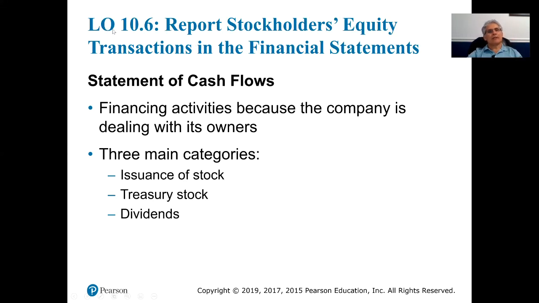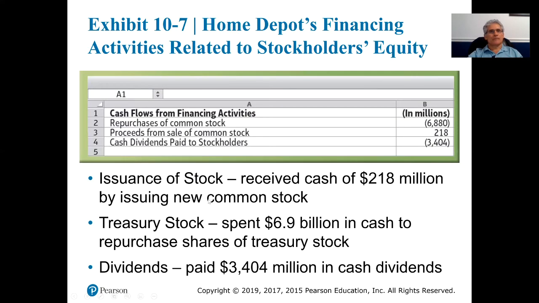Finally, we're going to look at learning objective 10.6, and that is the impact on the statement of cash flows. Whenever we're talking about equity, we're always talking about financing activities because the company is dealing with its owners. There are three main categories: the issuance of stock, treasury stock, and dividends. So here we're looking at the activities related to stockholders' equity. This could be the cash flows from financing activities.